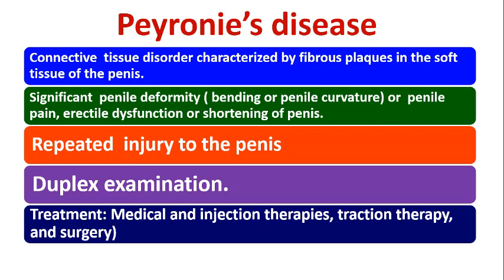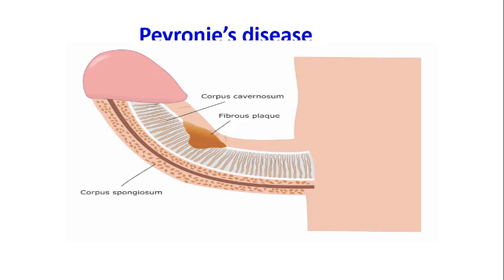Treatment may include medical and injection therapy, can include traction therapy for the penis, and can include surgery for the disease, including removal of the fibrotic plaque and graft insertion. This is a fibrotic plaque on the dorsum of the penis, causing bending of the penis upward. Fibrotic plaque in the tunica albuginea extends into the corpus cavernosum.